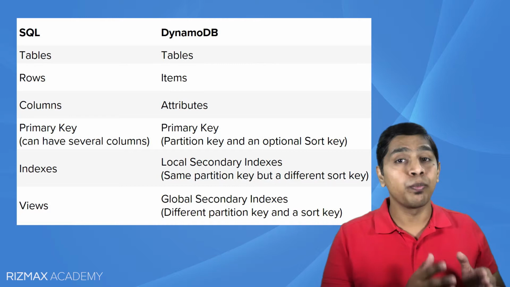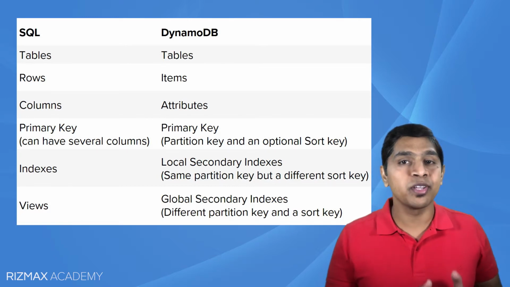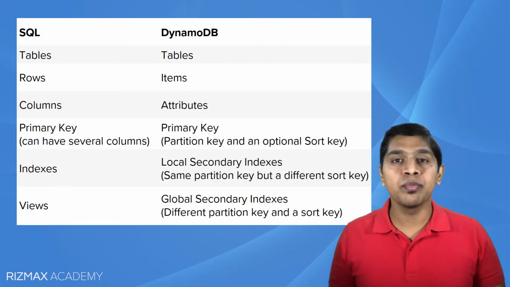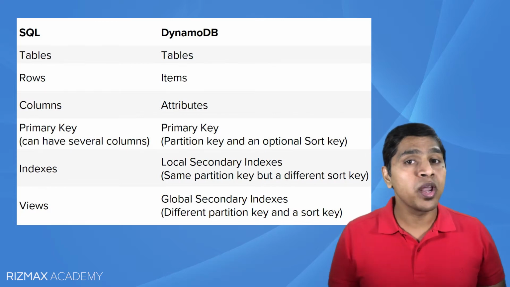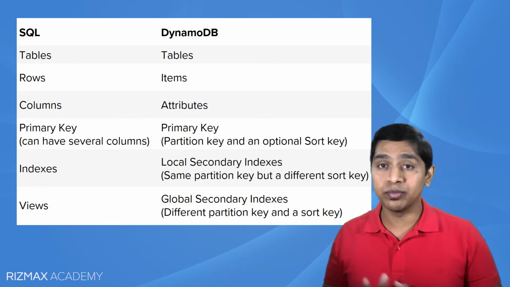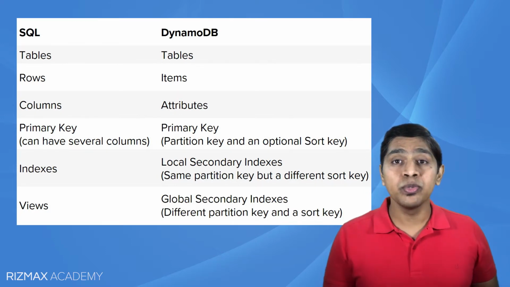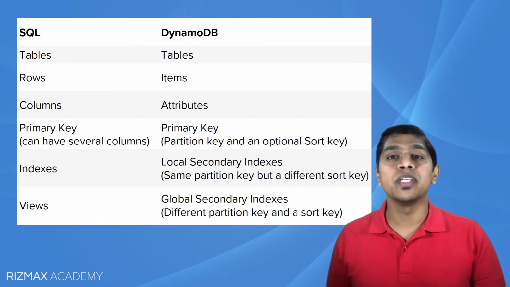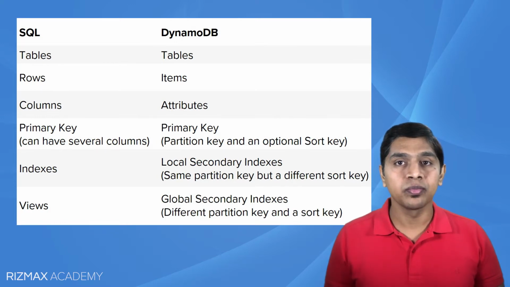SQL tables have a primary key that can have several columns, whereas DynamoDB tables have a primary key that can have a minimum of 1 and a maximum of 2 attributes. The mandatory attribute is called the partition key and the optional attribute is called the sort key.